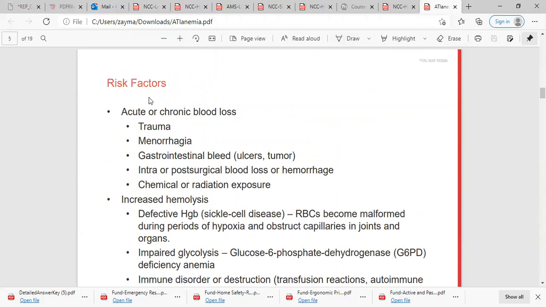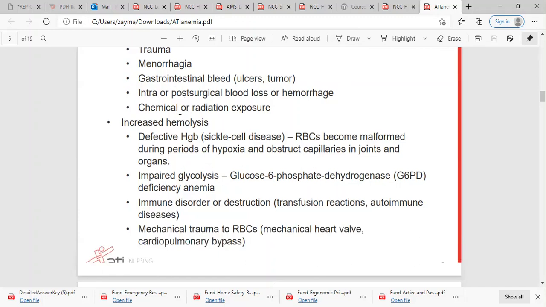Here are the risk factors for anemia. Again, blood loss, we already talked about that. There is also exposure to certain chemicals, chemotherapy, and radiation. They can lead to pancytopenia, a reduction in all the blood cells. Obviously, trauma, if you get stabbed, you're going to bleed out, right? Surgery, things like that.